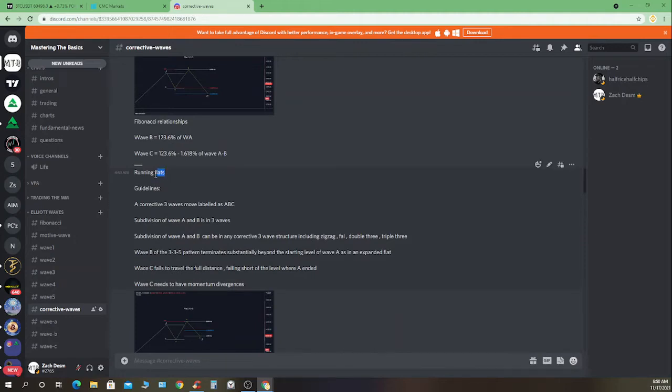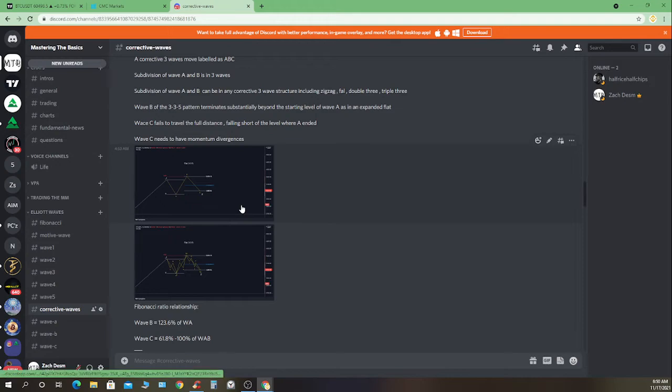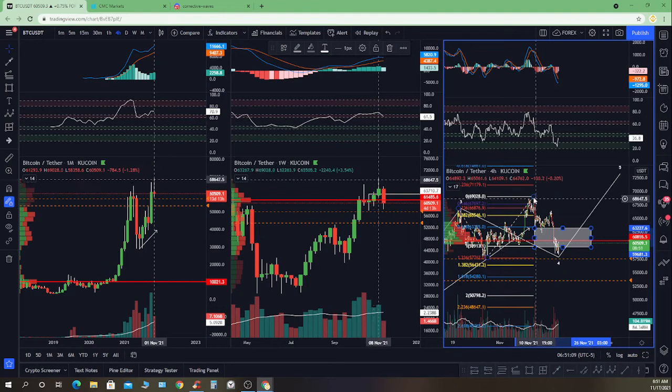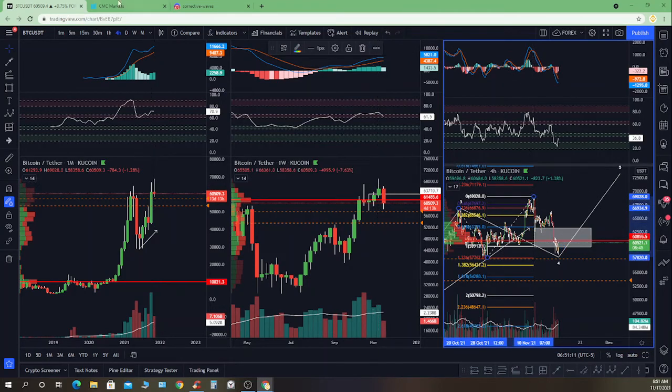So the running flats was the one I mentioned, but this is not what we're in right now. Running flats are when the B wave breaks the top. This is what we have here on BDC. It broke the top. Okay, it broke this top right here, came up.